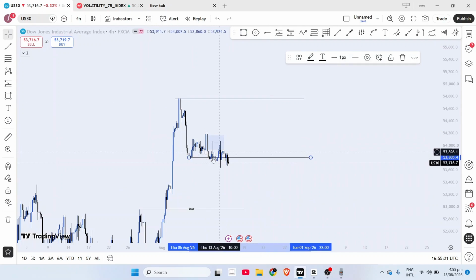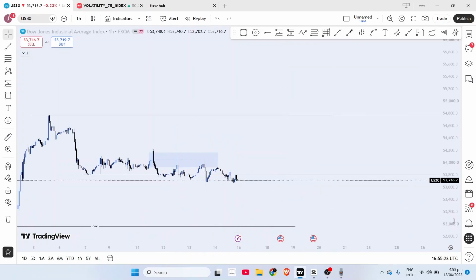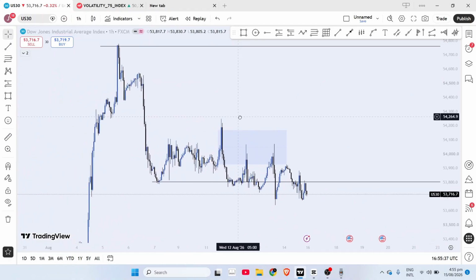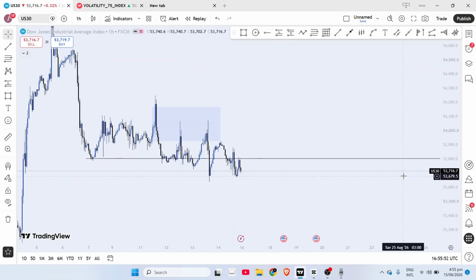Currently, you can see that price reacted from this zone right here, and is on its way to break structure to the downside. Go to the 1 hour time frame. I think it's clear over there. You can see price came, reacted from this fair value gap right here, broke this internal structure, and broke this low, retraced into this point of interest, and you can see the price is still on the move to the downside.